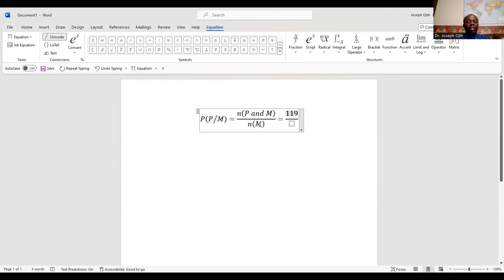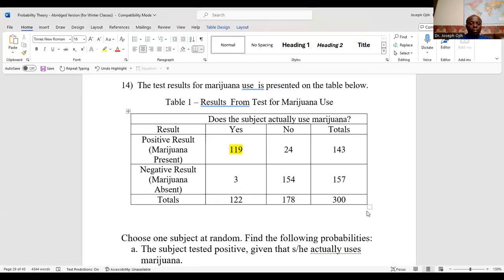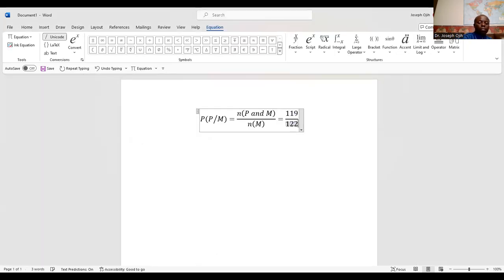Now, the number of points that use marijuana, you can get that as well from the table. Here, yes, they use marijuana, and the total is 122. So I'm going to put 122 there. That gives us 119 divided by 122.